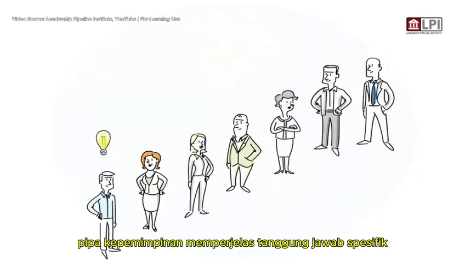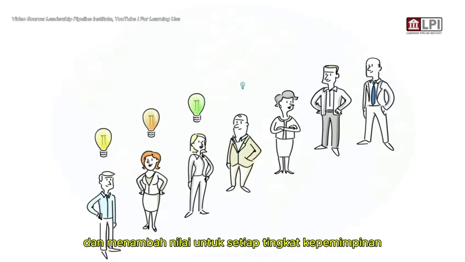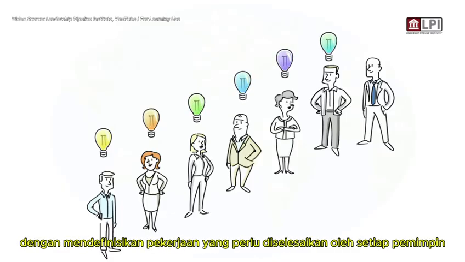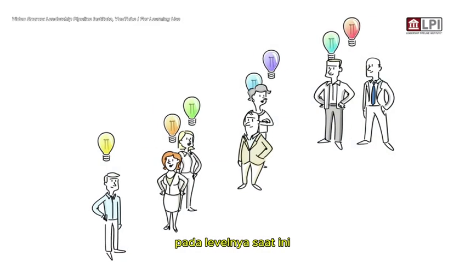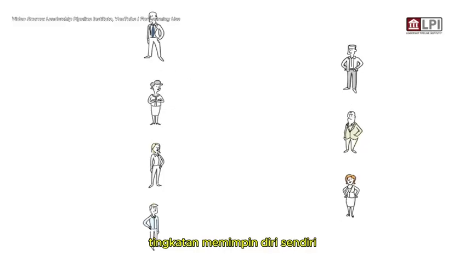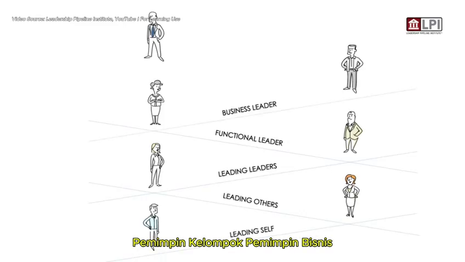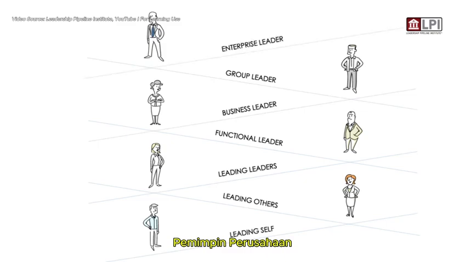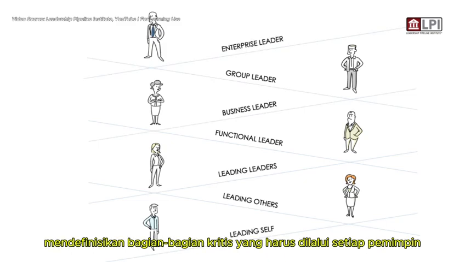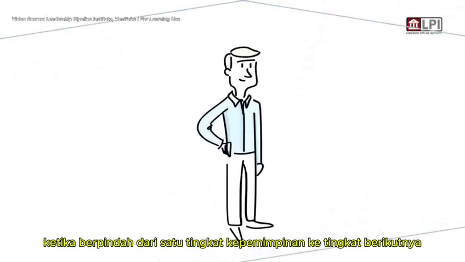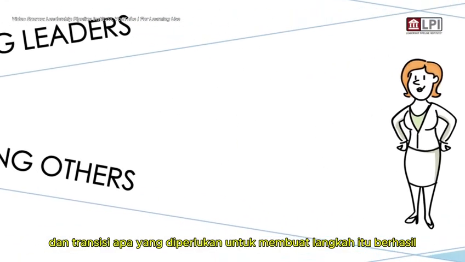The Leadership Pipeline clarifies the specific responsibilities and adds value for each leadership level by defining the work that each leader needs to get done in order to be successful at his or her current level. The levels are leading self, leading others, leading leaders, functional leader, business leader, group leader, enterprise leader. Furthermore, the Leadership Pipeline defines the critical passages that each leader has to go through when moving from one leadership level to the next, and what transition is required for making the move successful.